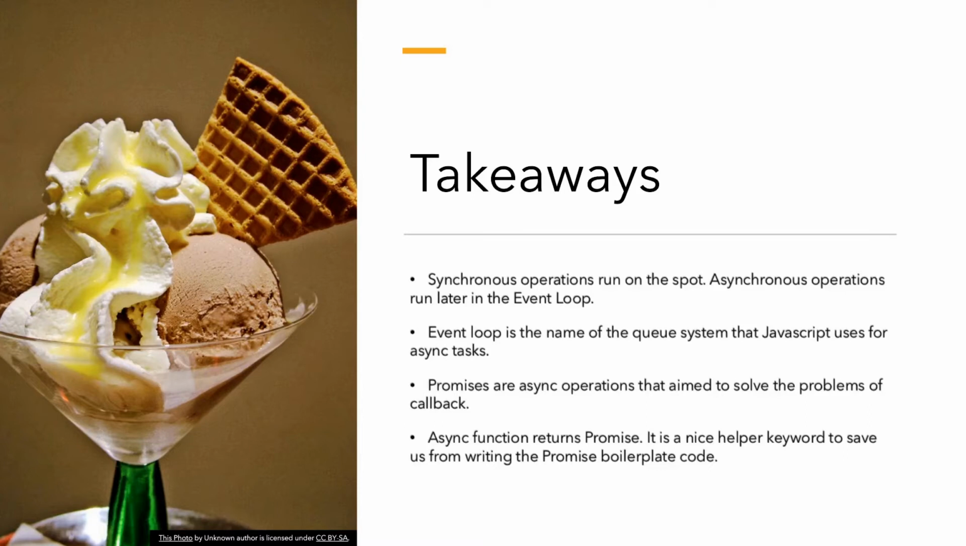Alright, key takeaway for this lesson. Synchronous operations run on the spot, while asynchronous operations run later in the event loop. Event loop is a name for the queue system that JavaScript uses for asynchronous operations. Promises are async operations that aim to solve the problems of callbacks. Async function returns a promise. So instead of writing boilerplate to create promises, we can just use this nice helper keyword before our function.